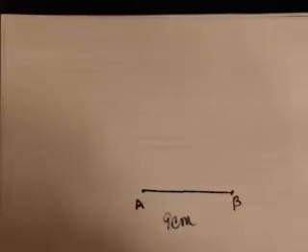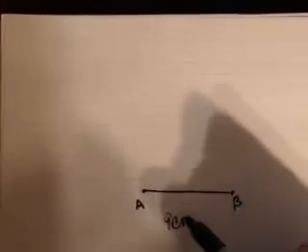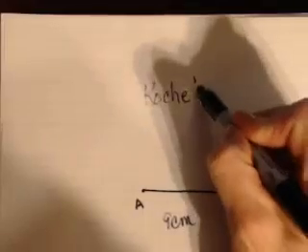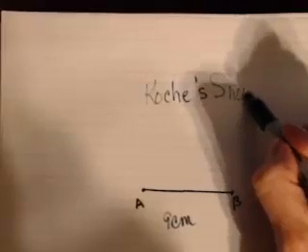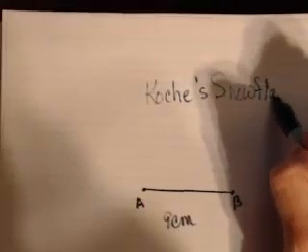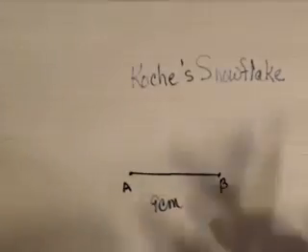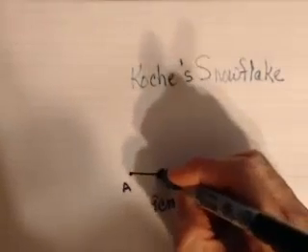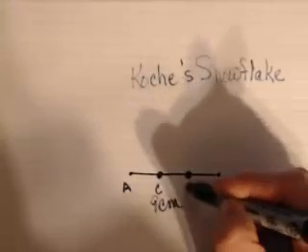Okay, I'm going to divide this into 3 equal parts. By the way, this is spelled Koch, Koch's Snowflake. So I'm going to divide this into 3 parts. So I'm going over 3 and over 3. I'll call that C and D.